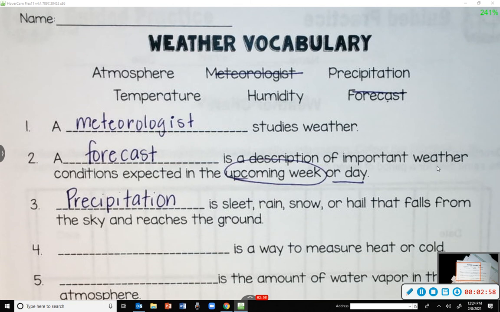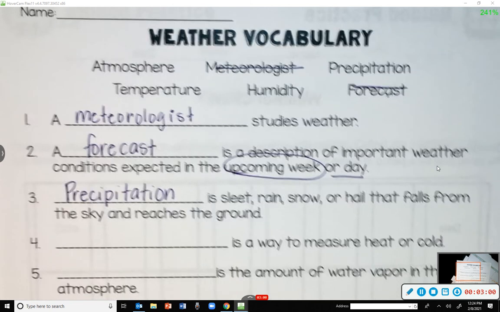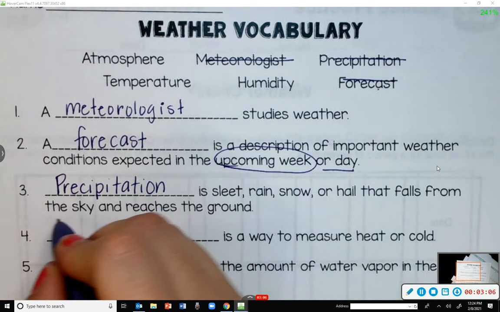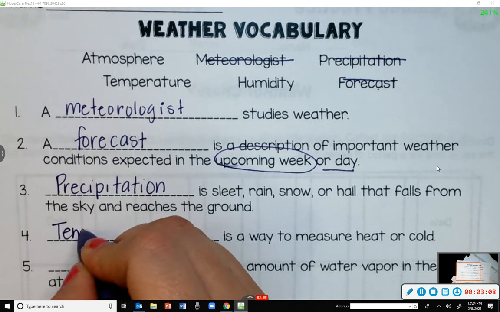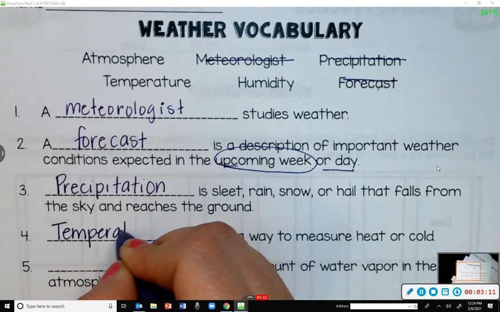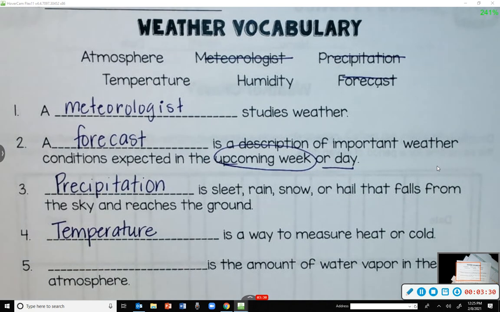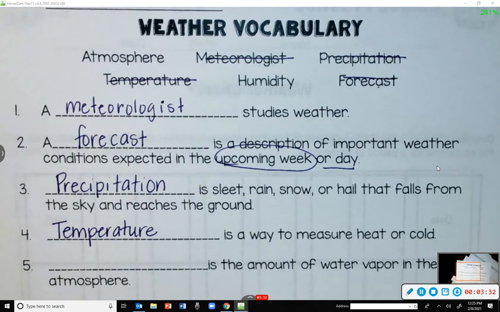That's called precipitation. Okay? Blank is a way to measure heat or cold. Aaliyah? Temperature. Yes, ma'am. I've actually been working on thermometers in IXL. Oh, good.